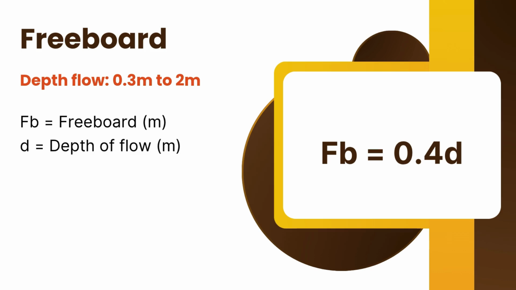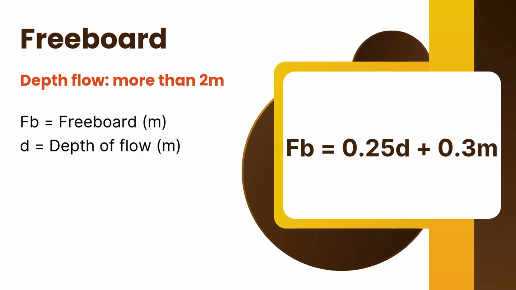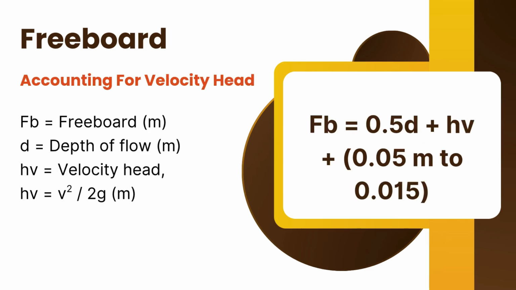If the water is between 0.3 to 2 meters deep, the freeboard should be 0.4 times the depth of the flow. If the depth is more than 2 meters, then the freeboard should be 0.25 times the depth plus 0.3 meters. And if you're accounting for high-velocity flows, then the freeboard is calculated as 0.5 times the flow depth plus the velocity head, and then add an extra 5 to 15 millimeters just to be safe. This is used in the final design step to make sure the channel won't overflow during extreme conditions.